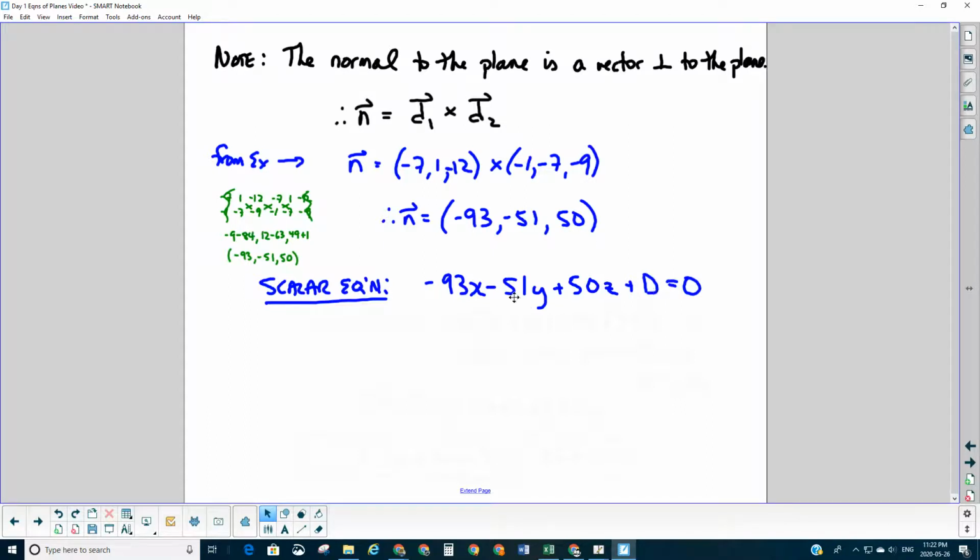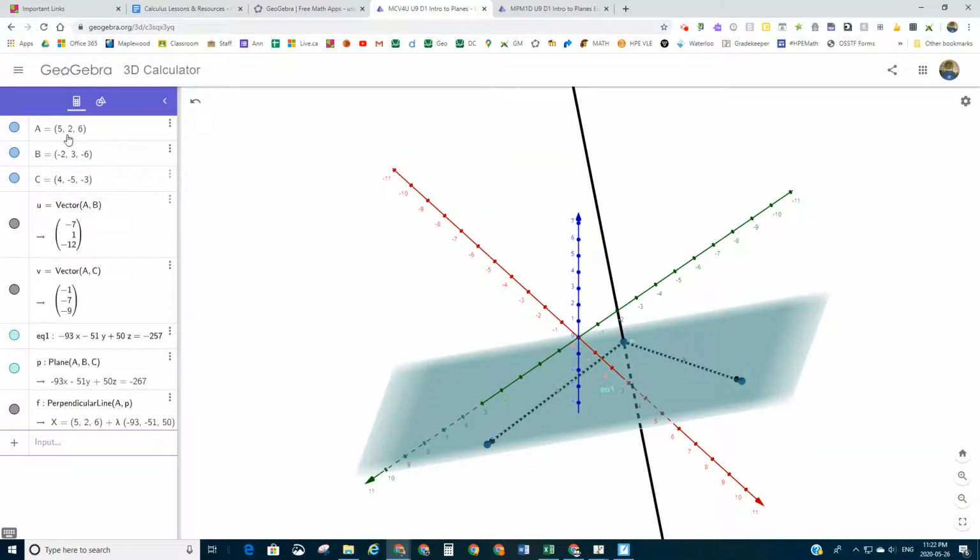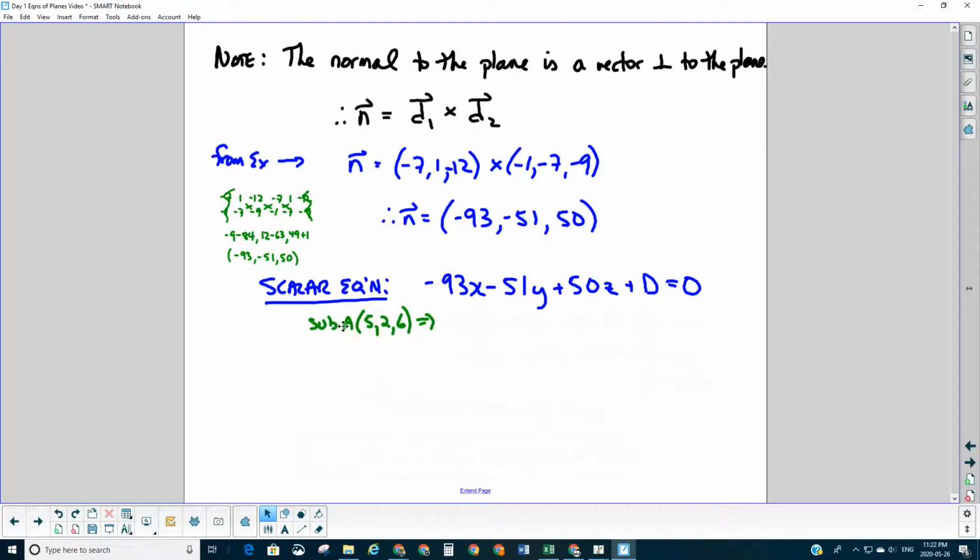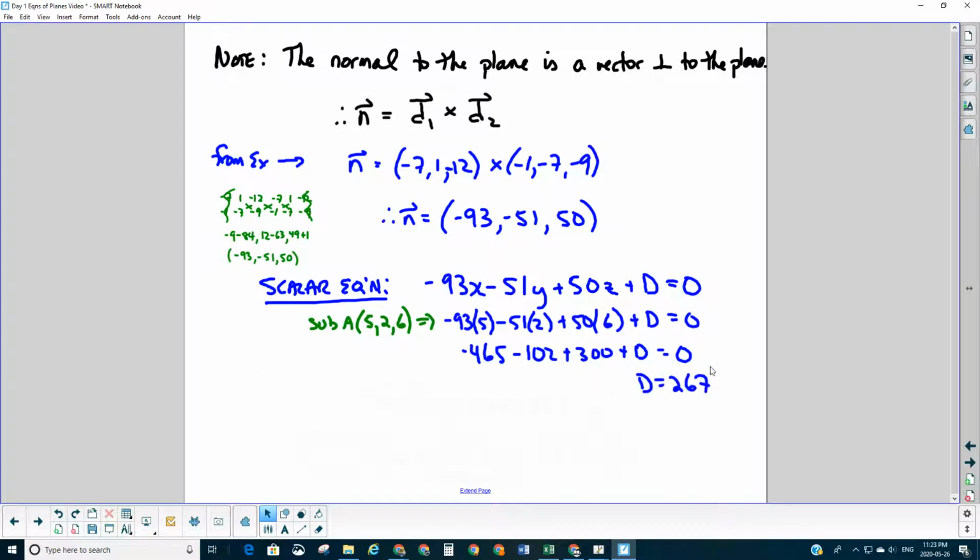And if you recall, to figure out what this constant was, this d, we had to take a point and sub it in. So we're going to take a point from the plane. Let's use the A point, 5, 2, 6. So we're going to substitute that point into our equation. When you sub in x equals 5, y equals 2, and z equals 6, we get negative 465 minus 102 plus 300. I can tell you that's negative 267. And then if you bring that negative 267 over here, you get the d value is 267. That means the scalar equation for this plane now is this.